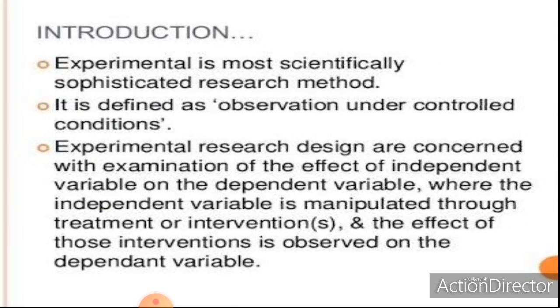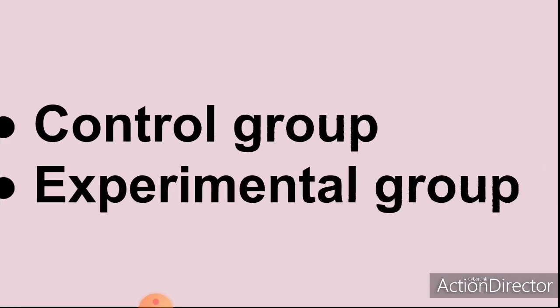Now, in other words, it is a process of manipulating one or more independent variable and measuring their effect on one or more dependent variable. That means the researcher is changing one or two independent variable and finding out whether there is an effect of that change in dependent variable. Here manipulation means making changes.